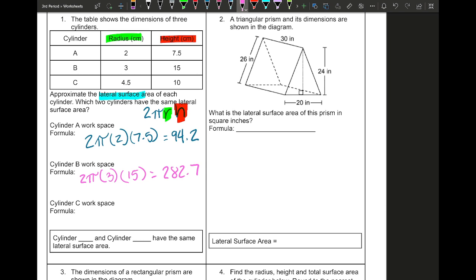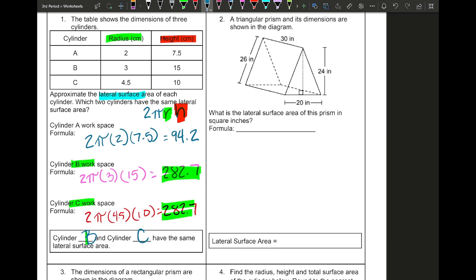So it seems like it's either going to be A and C or B and C. So we have to try now the third one. So we're going to do 2 pi. What's the radius? 4.5. And what's the height? 10. So let's try that one. My radius is 4.5 and then the height is 10. And we get 282.7. So which cylinders have the same surface area? B and C, they have the same surface area, so my answer is going to be B and C.